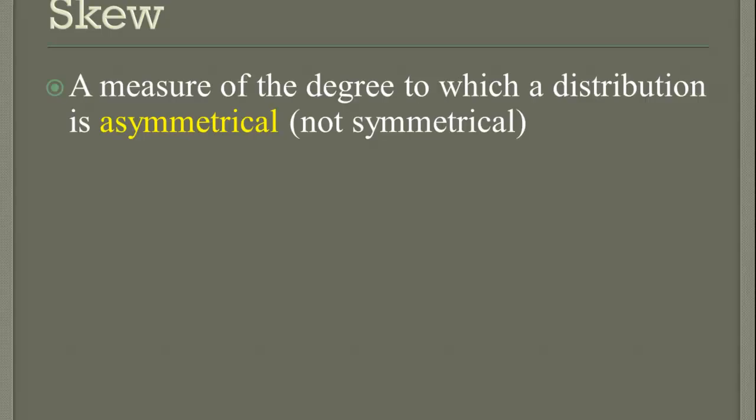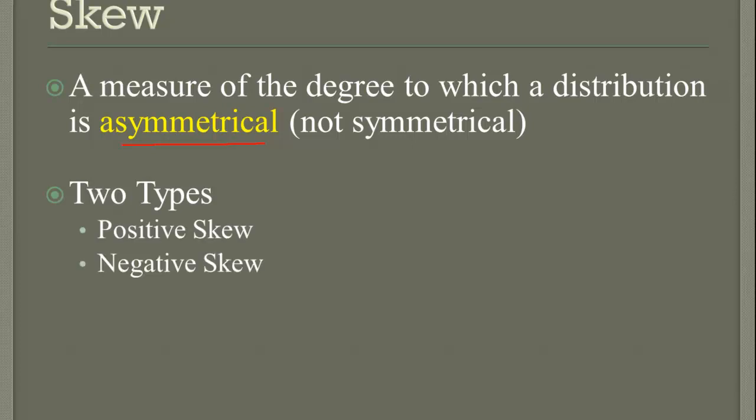Now, another thing we can talk about when we're looking at the general shape of our distribution is the skew of the distribution. Skew basically means that your distribution seems to lean one way or the other. Essentially, it's a measure of how asymmetrical your distribution is. Asymmetrical just means not symmetrical, the opposite of symmetrical. So it's showing that your data is not symmetrical. You have two types here, a positive skew and a negative skew.